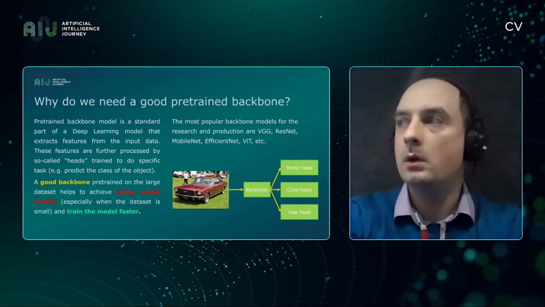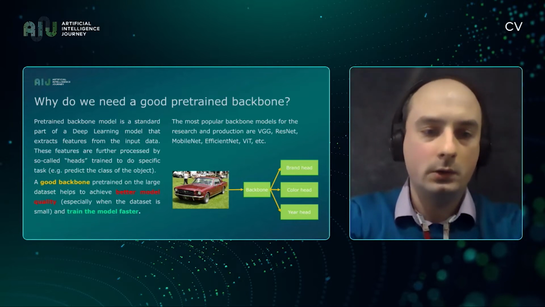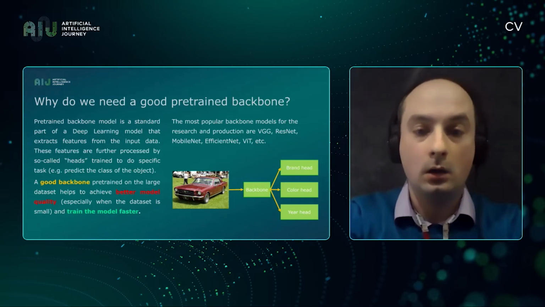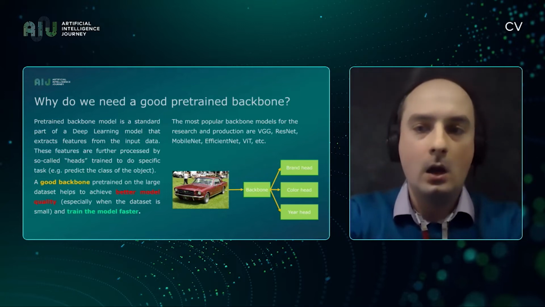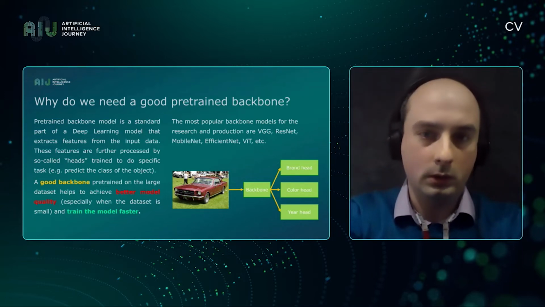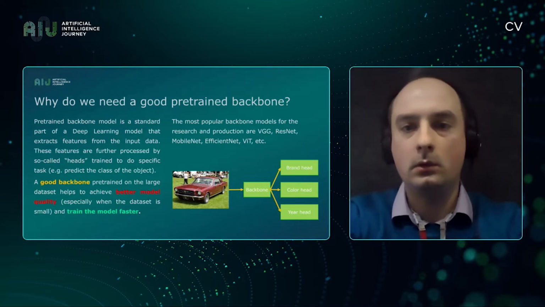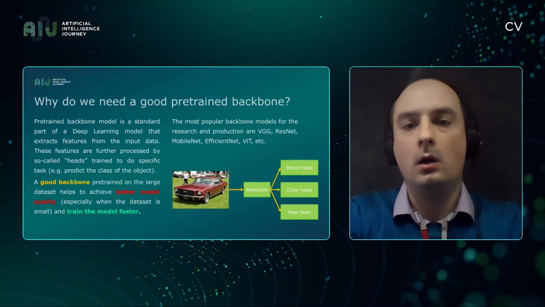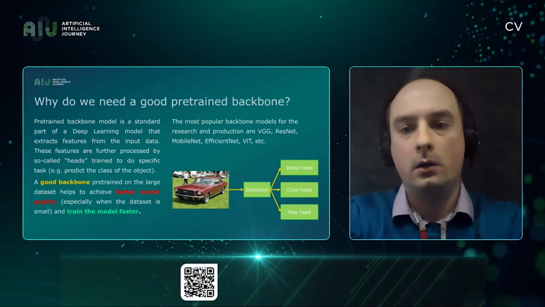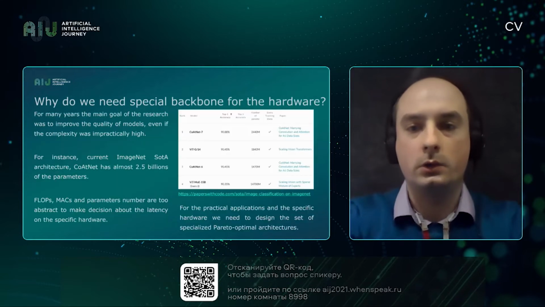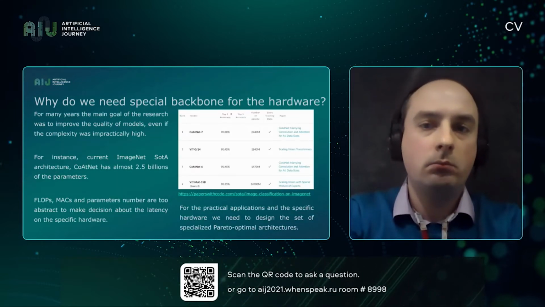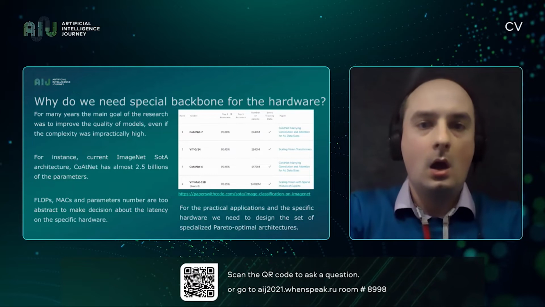Why do we need good heads and backbones? They allow researchers and engineers to achieve two goals: to get a model of better quality and, what's important, if the dataset of our target task is not that big, you can train the model quicker. At the moment, the most popular backbones are VGG, ResNet, MobileNet, EfficientNet, Vision Transformer, the new class, and so on.